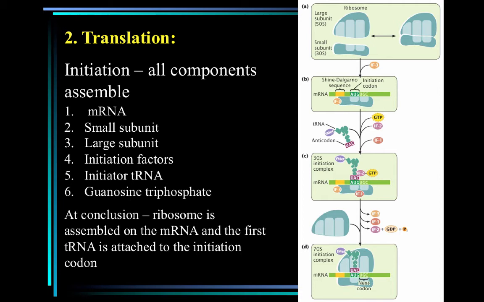So once the initiation process has gone through the entire assembly process, the result is going to be a ribosome that is assembled on the messenger RNA strand that has been floating out in the cell from the transcription process. And the first transfer RNA is going to be attached to the initiation codon.